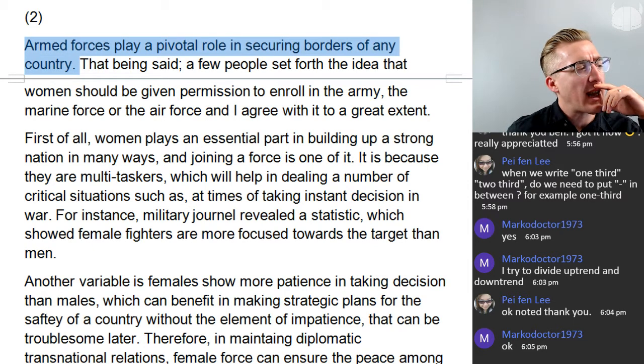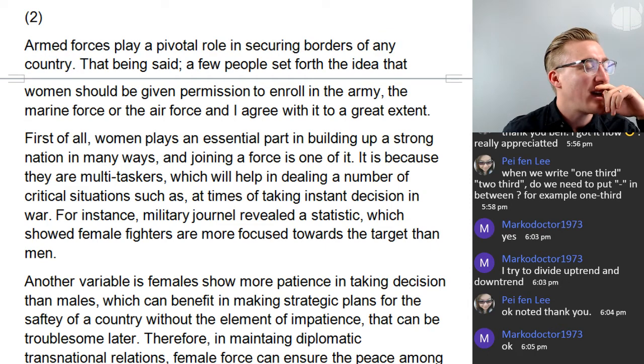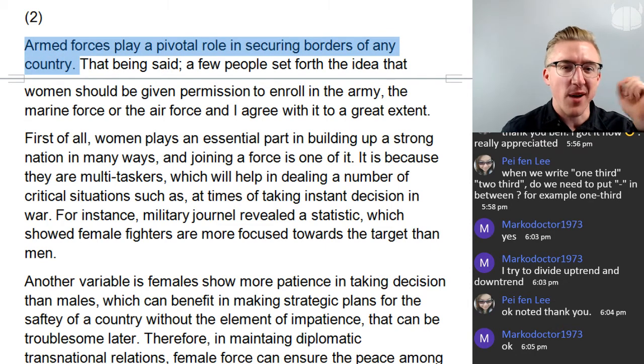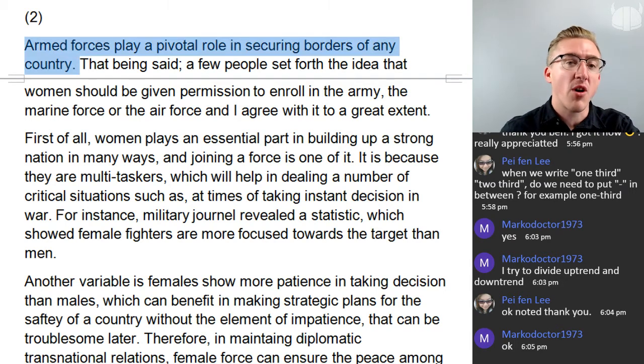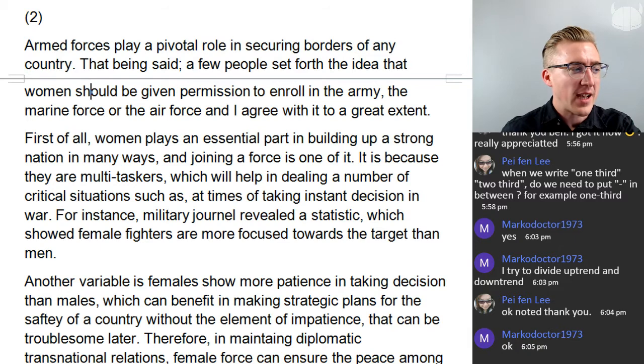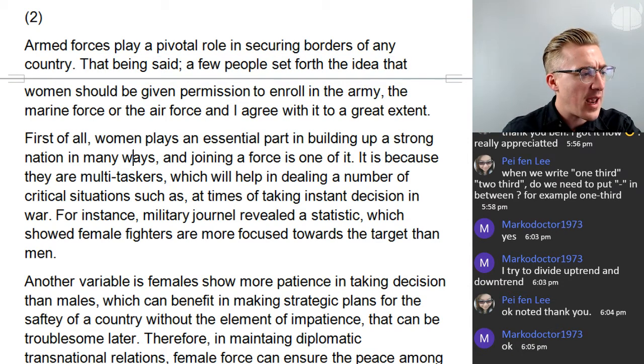Yeah, I don't particularly like such a broad context sentence. So when I teach writing strategy, which you can go check out at my writing course, I teach a different way to set this up. This is such a broad sentence. I think for such a short essay and such a focused essay, this kind of really broad introduction sentence, it's hard to go from this all the way to this in just 2 or 3 sentences, I think. Yeah, I would say this is maybe more suitable at the beginning of your essay. First of all, women play an essential part in building up a strong nation in many ways, and joining force is one of it.